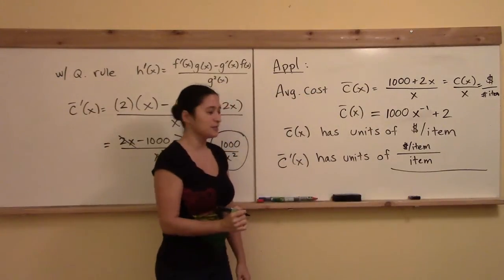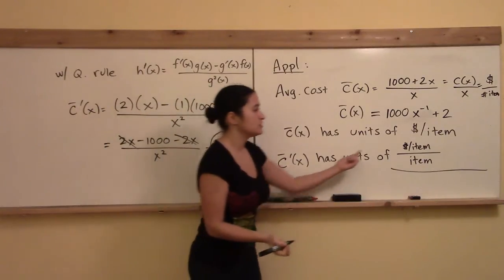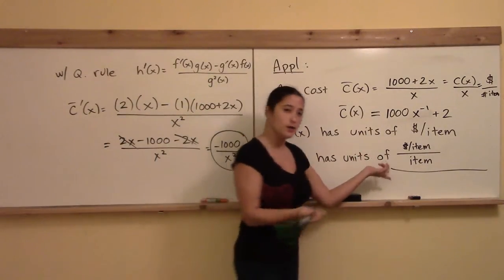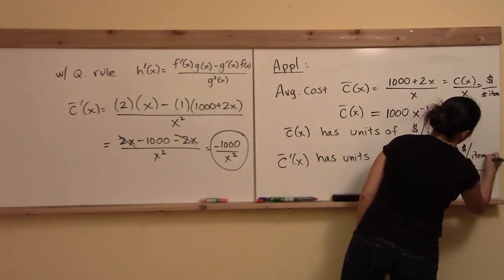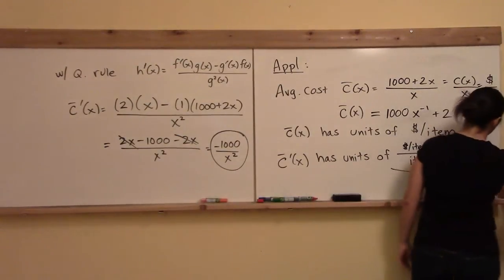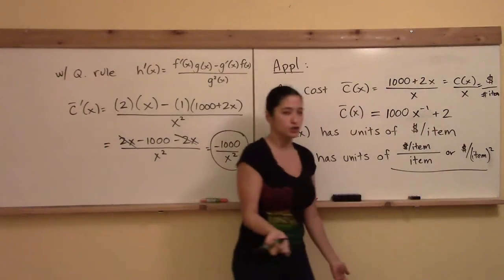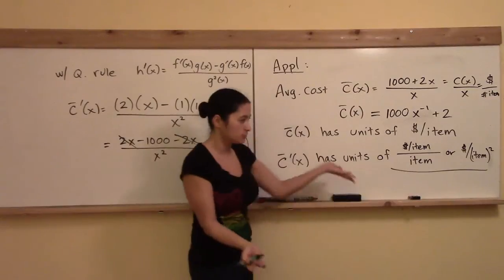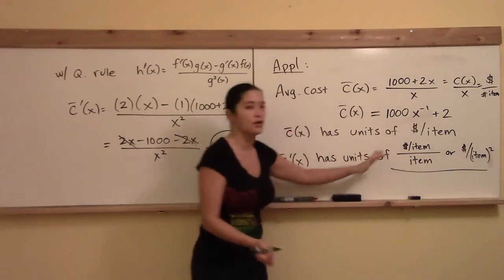Okay, so the actual answer on the units of the derivative of the average cost is dollars per item, or if you like, for those who've maybe seen physics or something like that, you know how we get meters per second squared for acceleration, we can have dollars per item squared. If you want to write it like dollars per item squared, that's fine. Or I would also accept dollars per item per item.